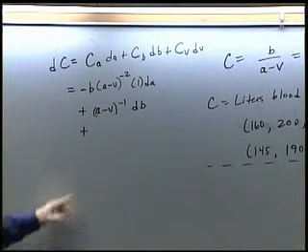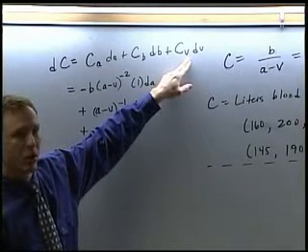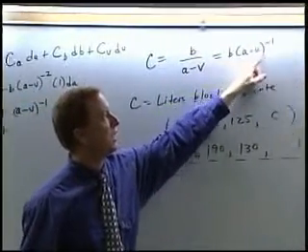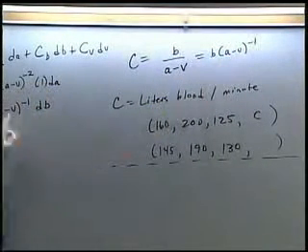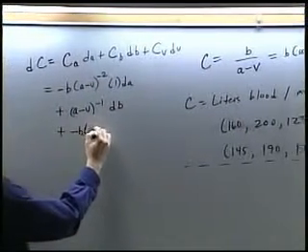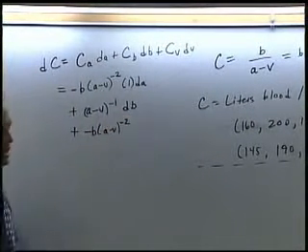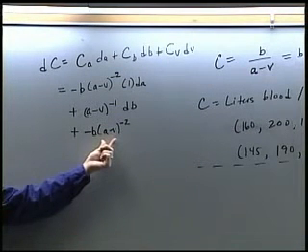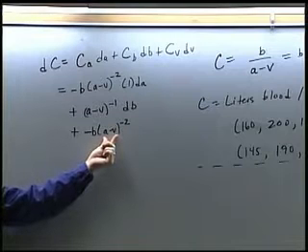Plus, then I go after the v. I go after the partial with respect to v. Derivative with respect to v is going to look a lot like the first derivative here. I'm going to have a negative b times a minus v to the negative second. This time, though, what's the derivative inside here? Derivative with respect to v is what?